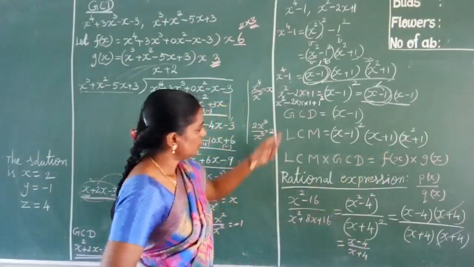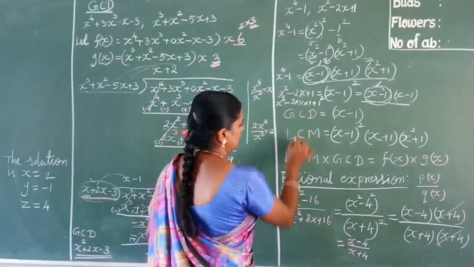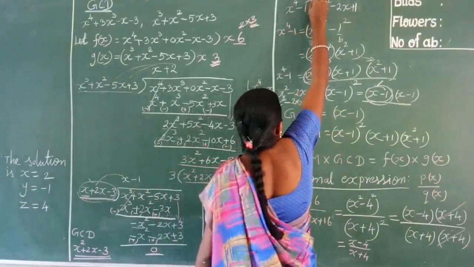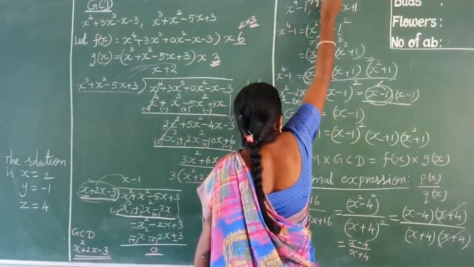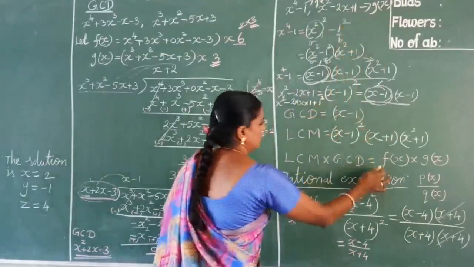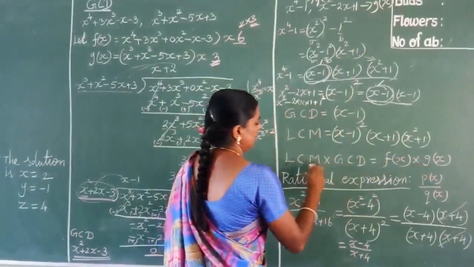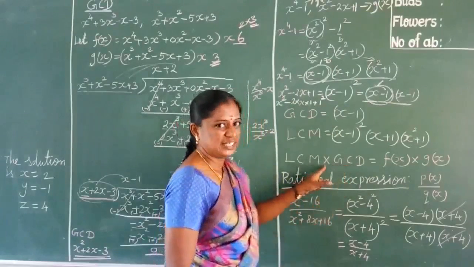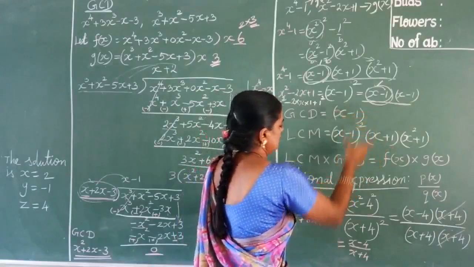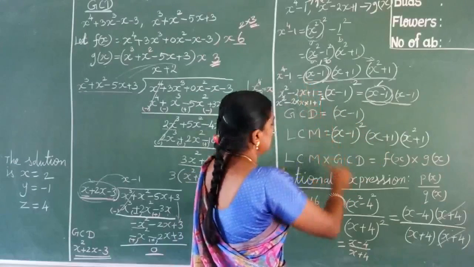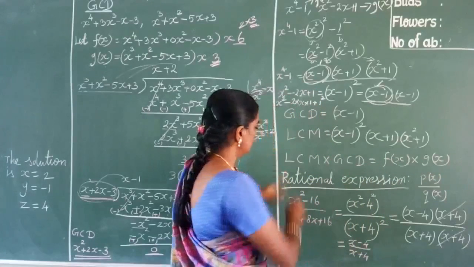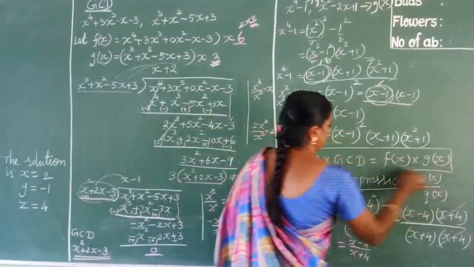So here we cover one more formula. LCM and GCD multiplied gives the product of f of x and g of x. Suppose this one you take as f of x, this one as g of x. Multiply these two polynomials, we get the LCM and GCD multiplication answer. Is it clear? So the LCM answer and the GCD answer multiplied give the multiplication of f of x and g of x. So this is one of the important formulas.